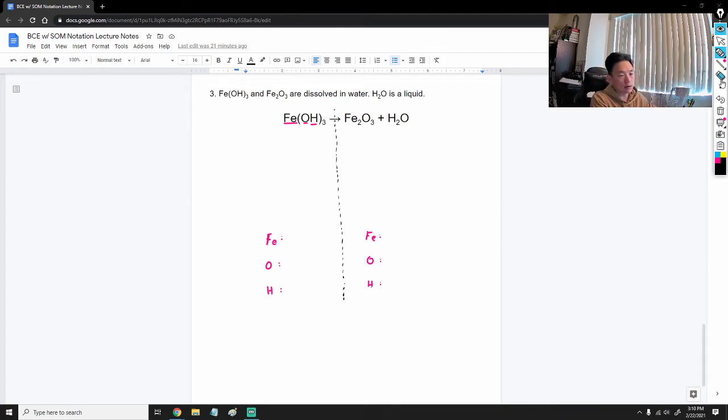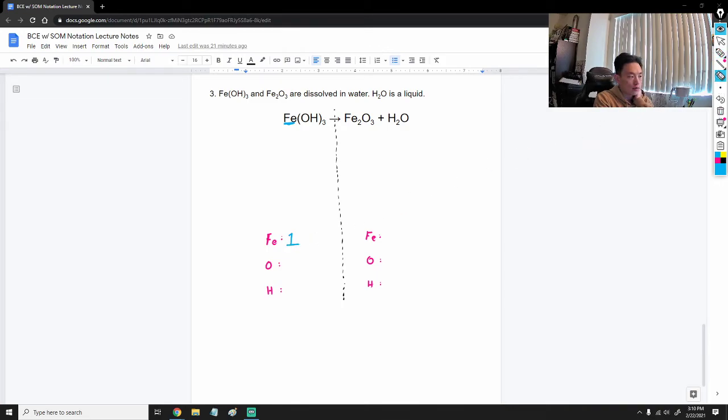Okay, so let's count up how many of each of these elements we have on both sides. On the left side, we're going to have how many Fe's? There's no number behind it, so I'm going to write just 1. I have 1 Fe.